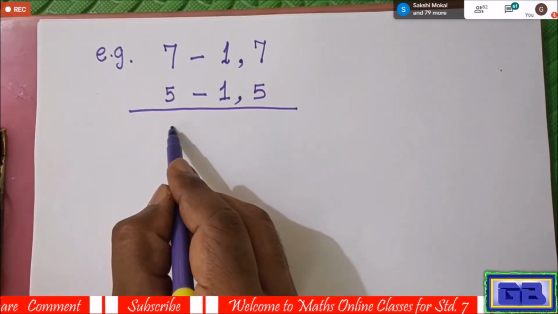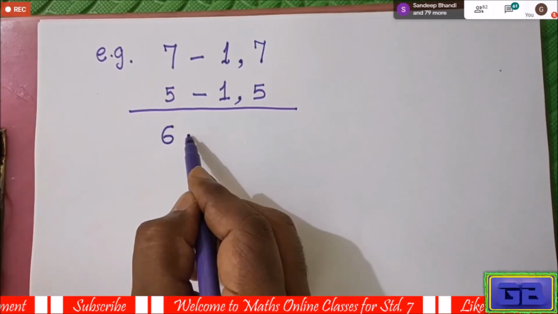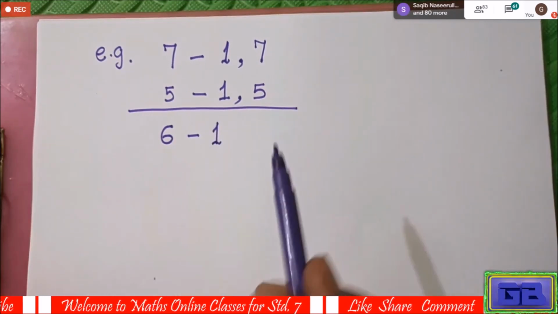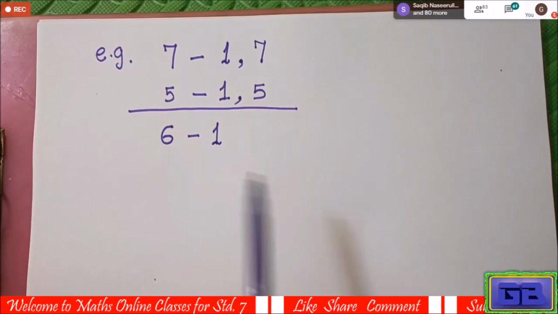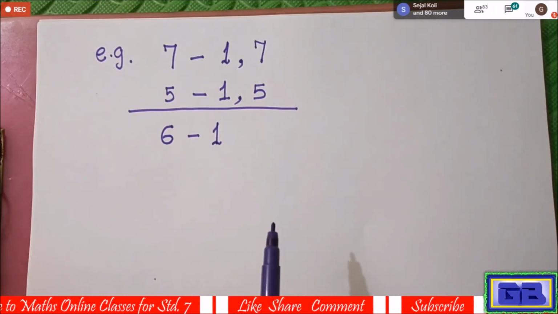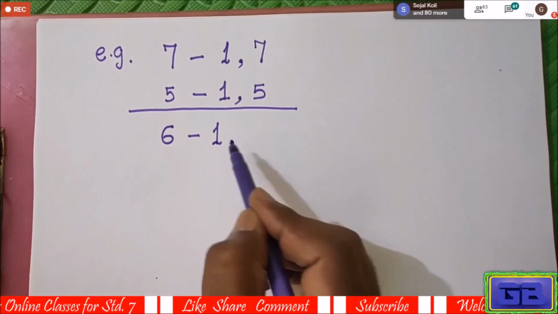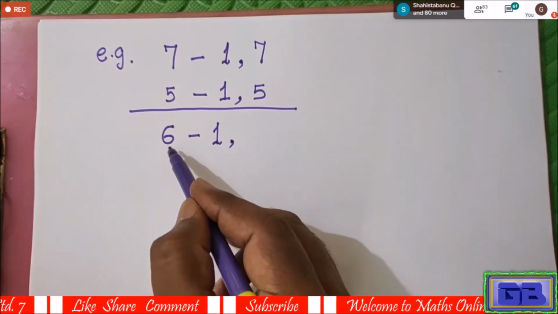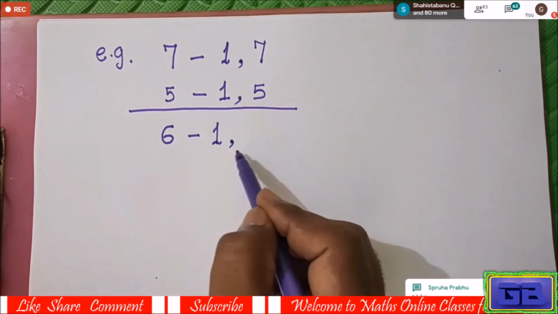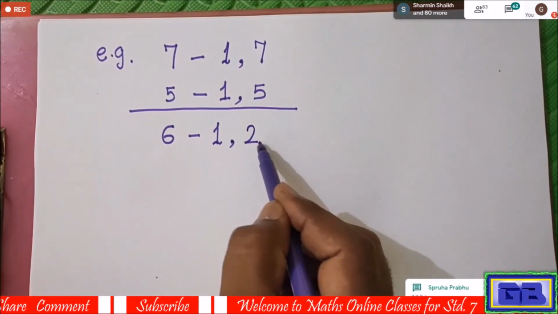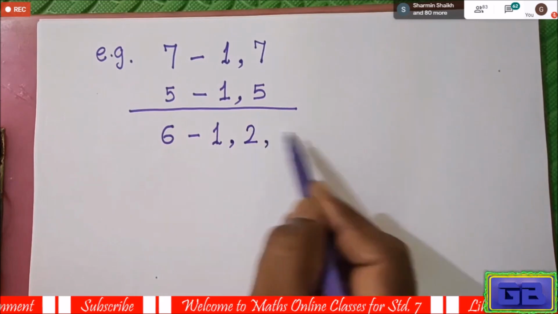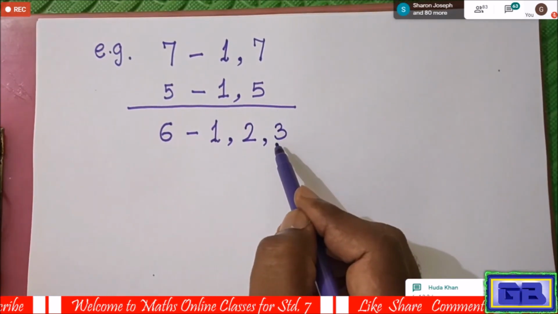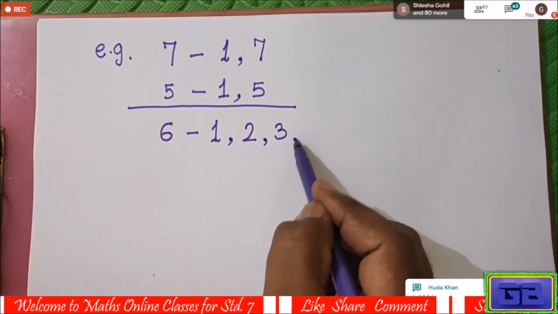Now if we see 6, always we have to take 1 because 1 is a factor for all numbers. Now after 1, the second number is 2. So in the table of 2, 6 comes. Therefore 2 is also a factor of 6. Next, 3. Yes, correct. It is divisible by 3. Therefore 3 is also the next factor.